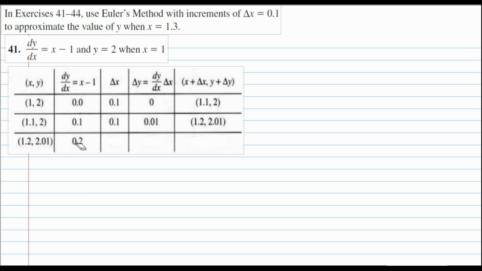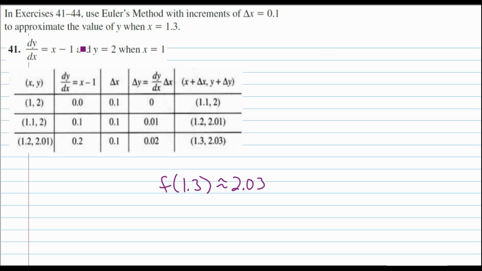Now we calculate the derivative at that point. Delta x stays at 0.1. Our change in y is now 0.02. So our final estimate is that f of 1.3 is about 2.03.